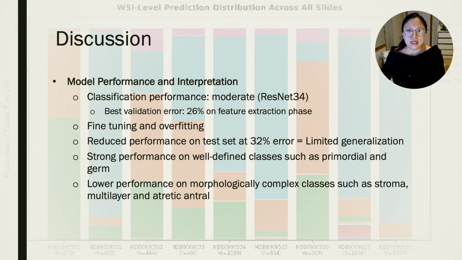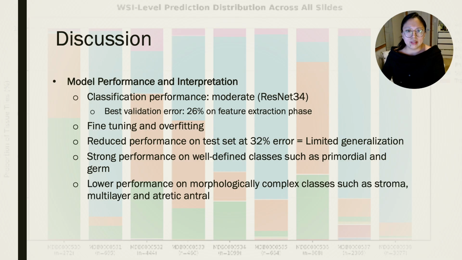Looking more closely at class level performance, the model performed best on well-defined and visually distinct categories, such as the primordial follicles and the germ cells, which were found in our young specimen. In comparison, the performance was lower for more complex classes, including stroma, multilayer, and atretic antral follicles, which are found in our adult specimen.